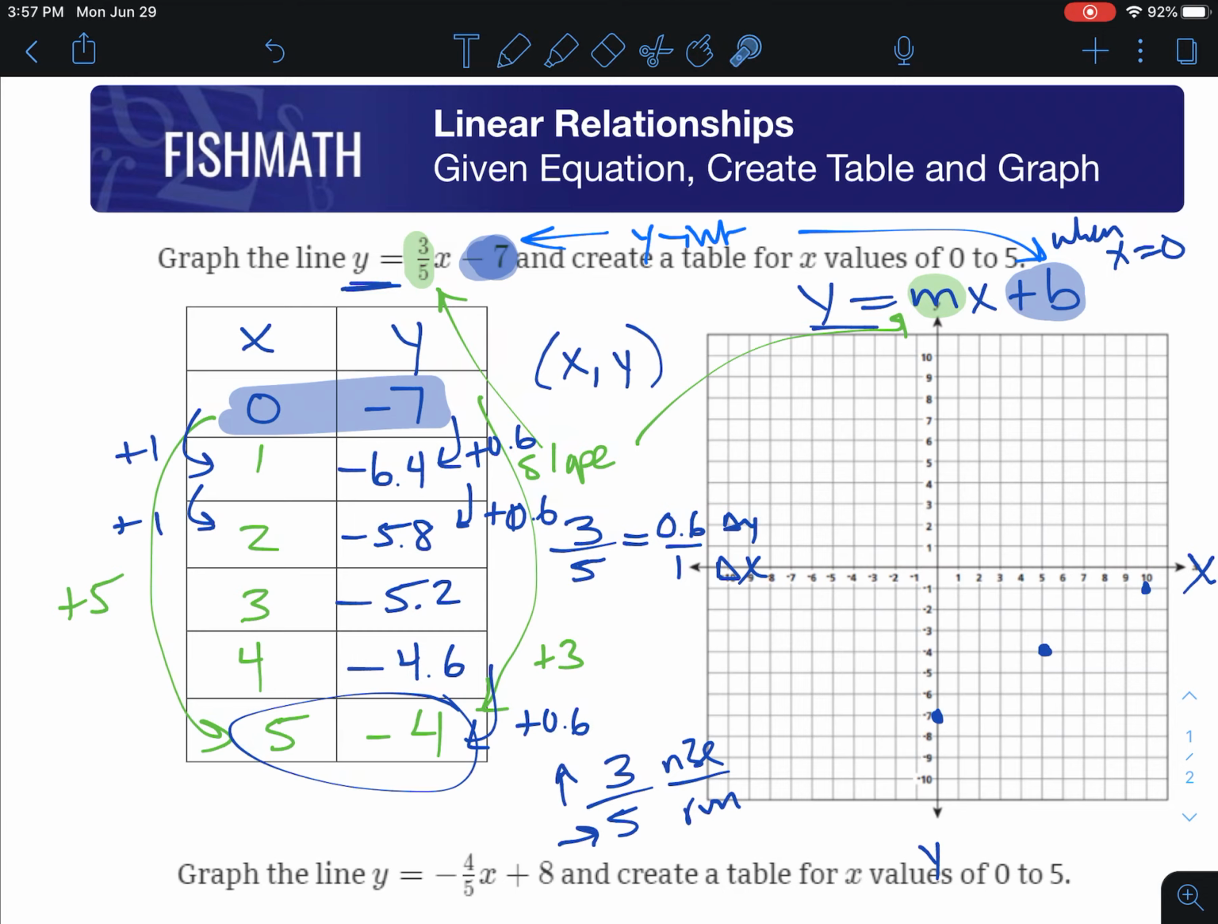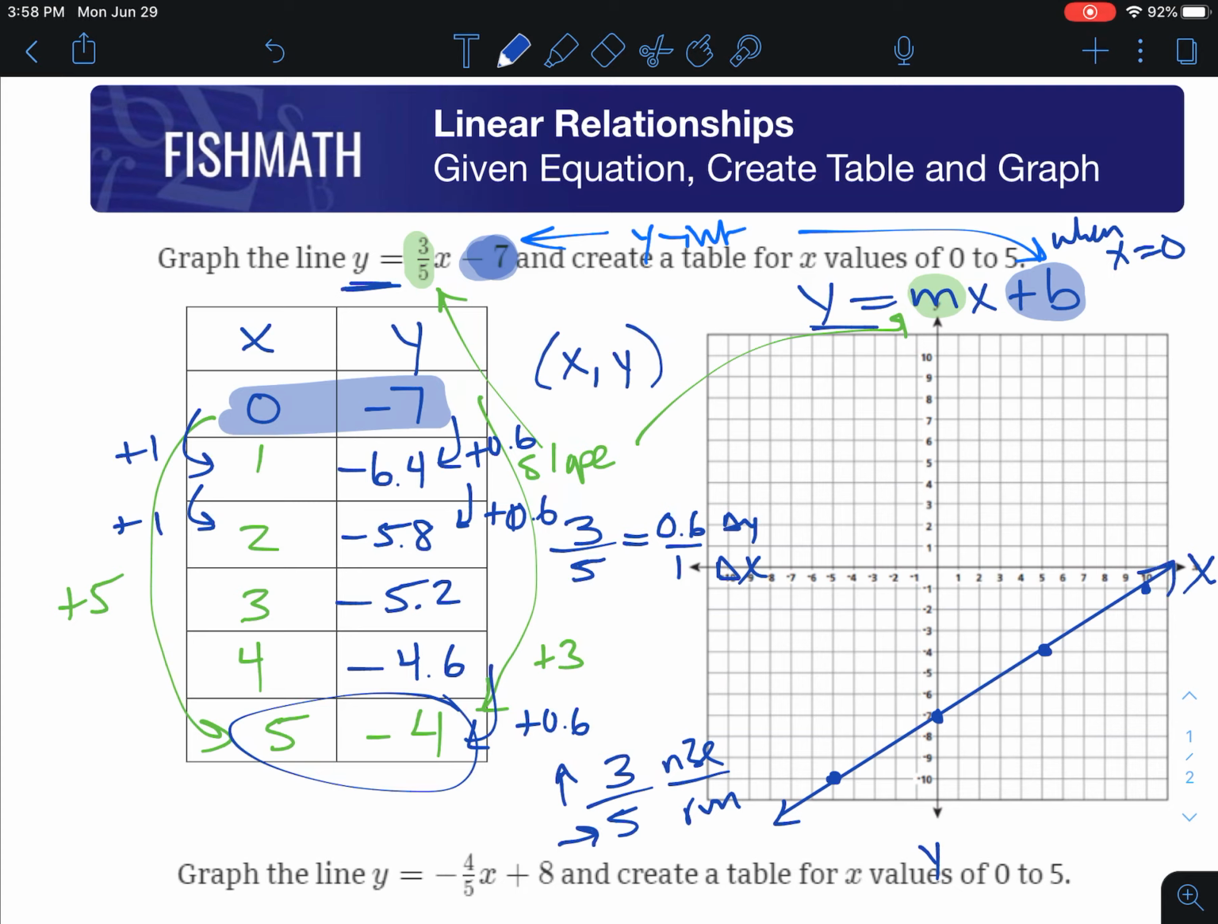And then we could go backwards from this -7 point. If it's up 3, right 5, you'd also go down 3, left 5. You just kind of make them both the opposite direction. So that would go down here, and now we've got plenty of points to use to make a graphed line.